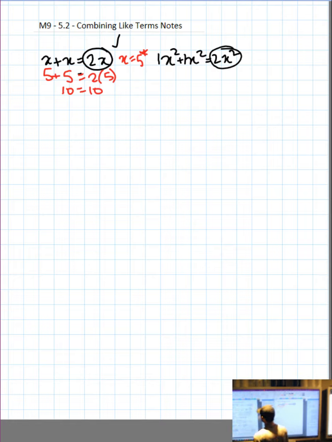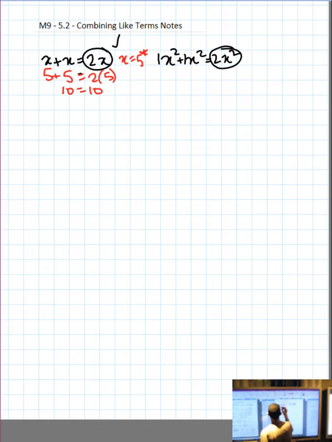Next example in the notes. Negative 9xy plus 7xy. Well, the term is xy. So we just add or subtract the coefficients. Negative 9 plus 7 is negative 2. So it's just negative 2xy. I've circled the answer.